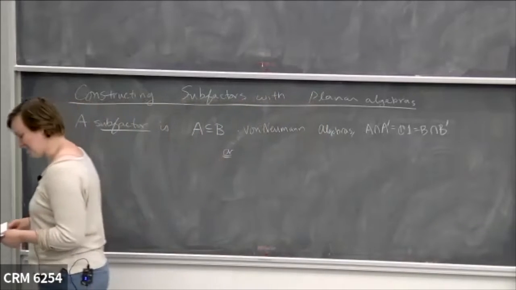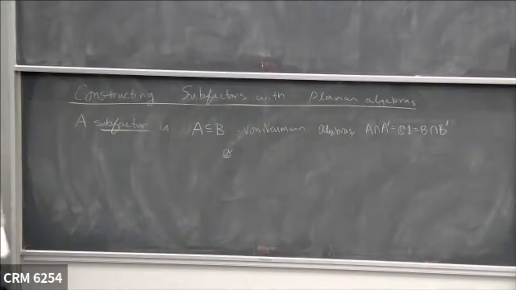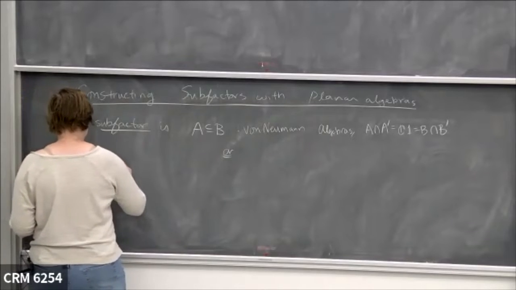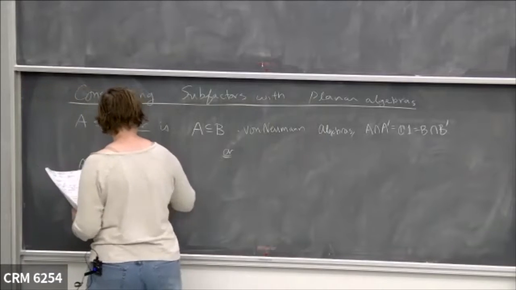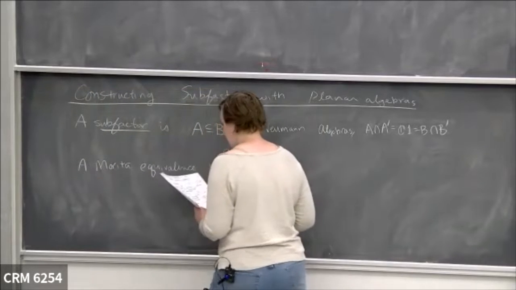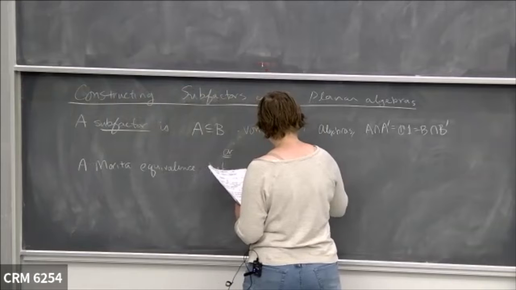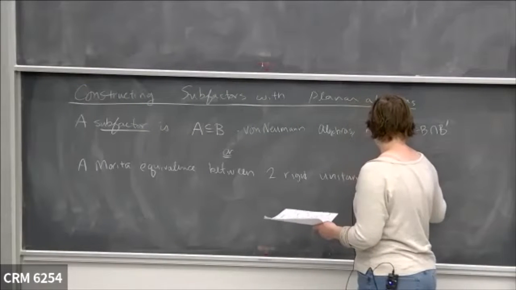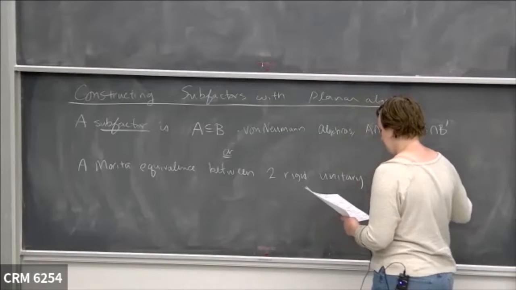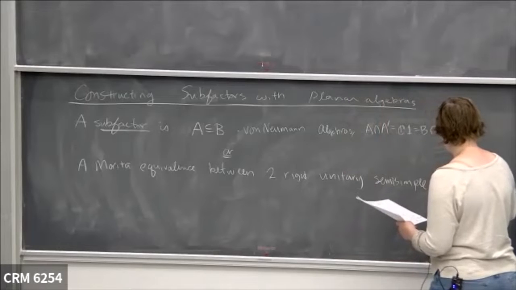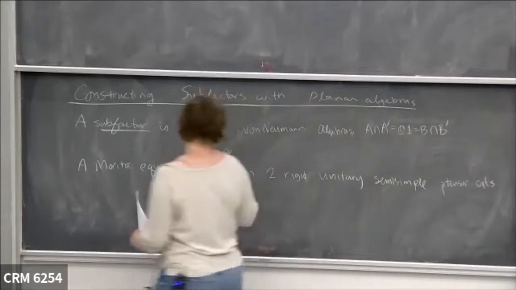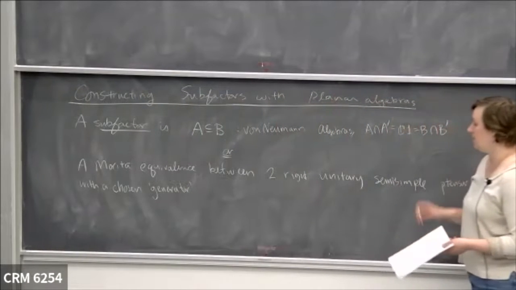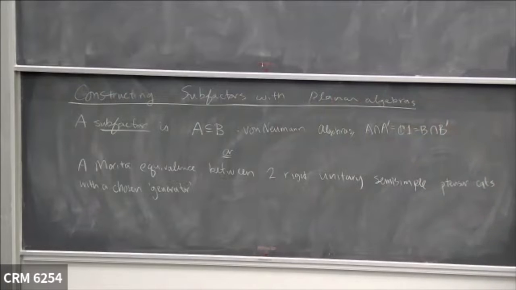And then there's this notion that gets called an Australian subfactor. Okay, so this is a Morita equivalence between two rigid, unitary, semi-simple tensor categories with a chosen generator. Okay, a generator of our Morita, the module that realizes our Morita equivalence.